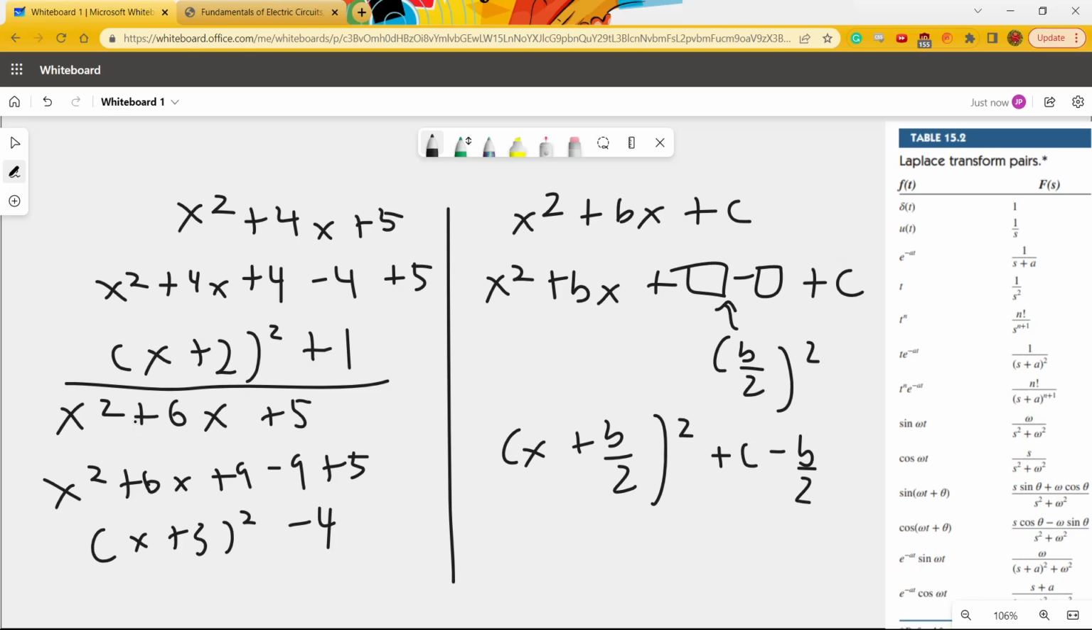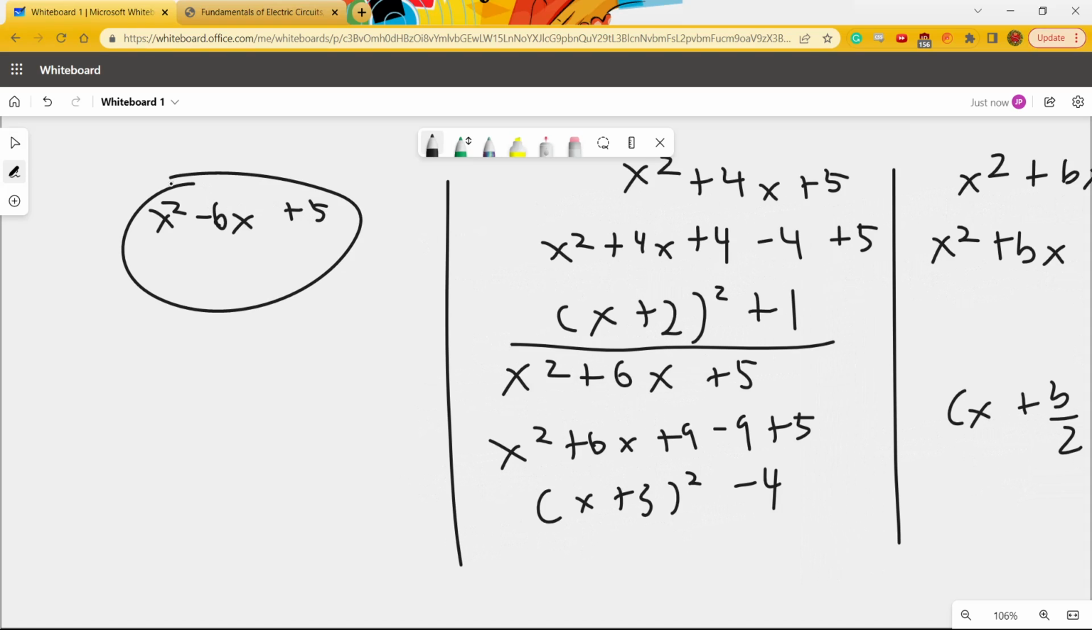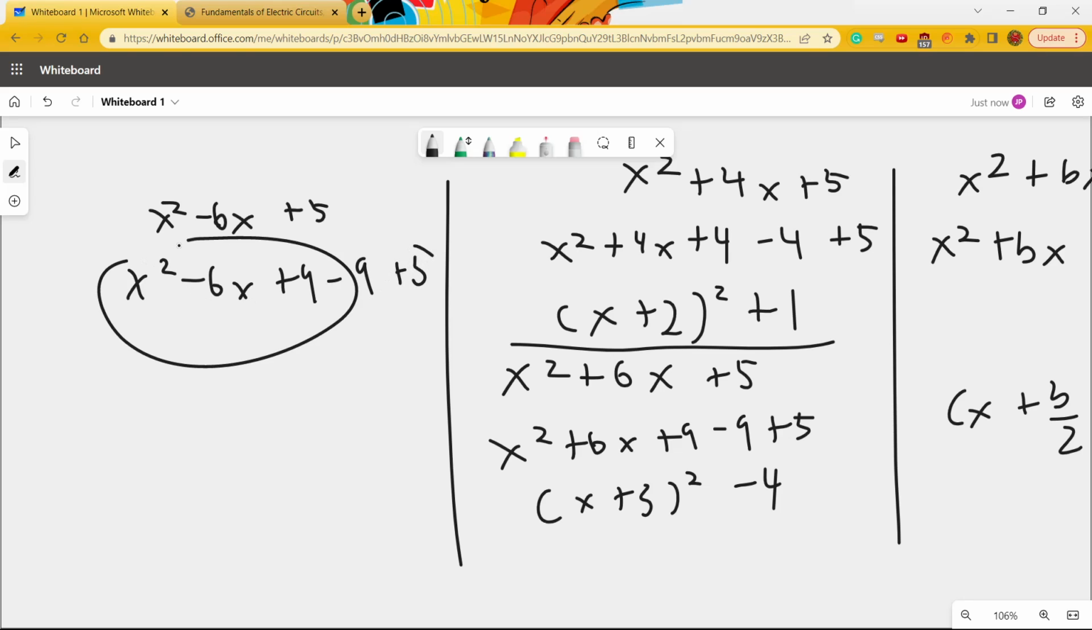Now note that if this is a negative sign instead of a positive sign, then you need to introduce the same thing, but this becomes a negative sign. So let me just do one quick example of that. If you have x squared minus 6x plus 5, you still introduce 9. So we have x squared minus 6x plus 9 minus 9 plus 5. But this part factors into (x minus 3) squared. And then you have minus 4 over here. So it's just the sign changes slightly.